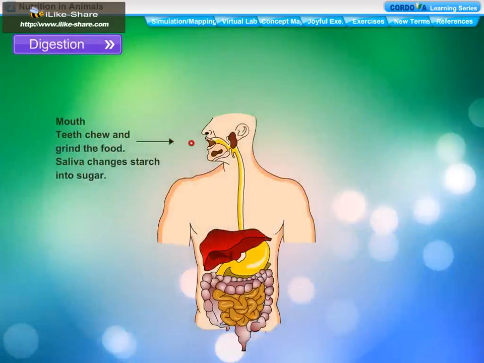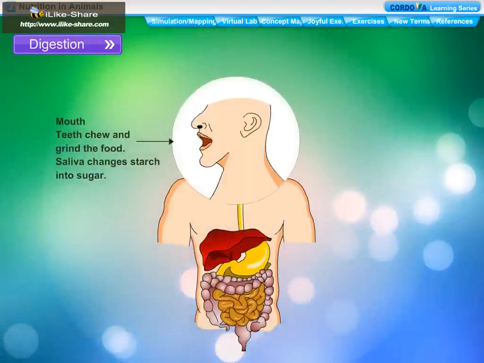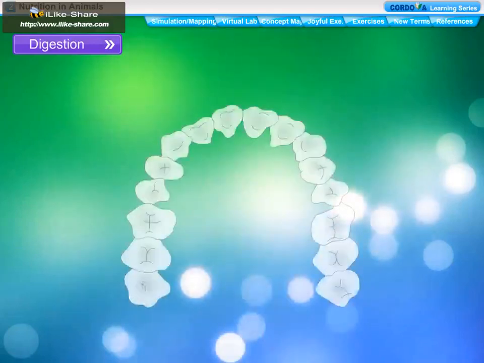Digestion. The mouth leads the food into the buccal cavity or mouth cavity. The buccal cavity contains teeth, tongue, and salivary gland. Let us study in detail about each. Teeth. The teeth break the food into small pieces, chew it, and grind it. This is also called mechanical digestion.